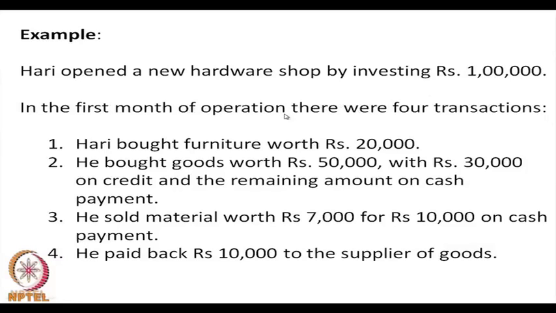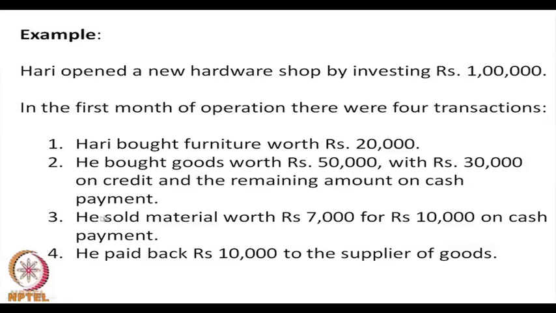Now, in the first month of operation, there were, we are assuming, only 4 transactions. There will be many transactions, but for the sake of an example, we are assuming that there are 4 transactions. He bought furniture worth rupees 20,000, first transaction. He bought goods worth rupees 50,000 with rupees 30,000 on credit and the remaining amount on cash. So, 50,000 is the amount of goods he bought, but he paid only 20,000 and 30,000 he promised to pay later. So, he bought it on credit.